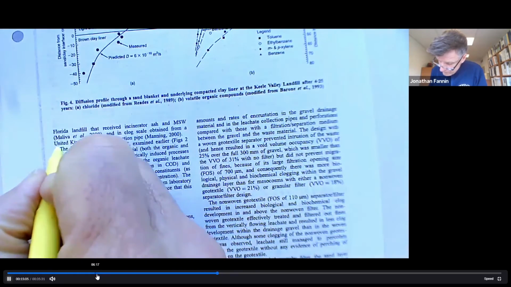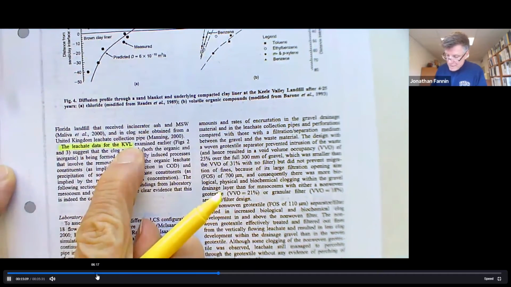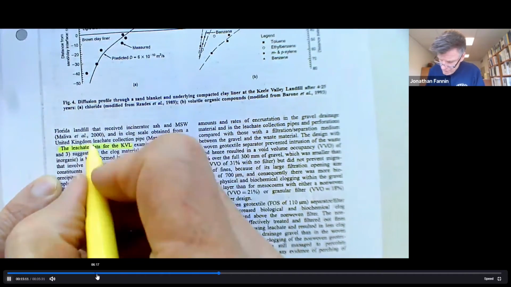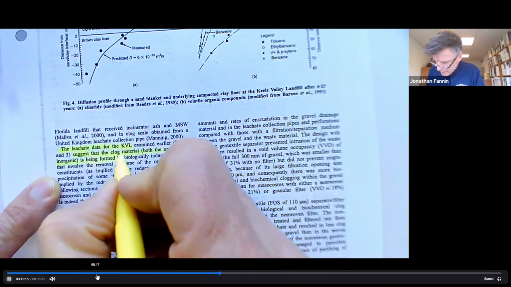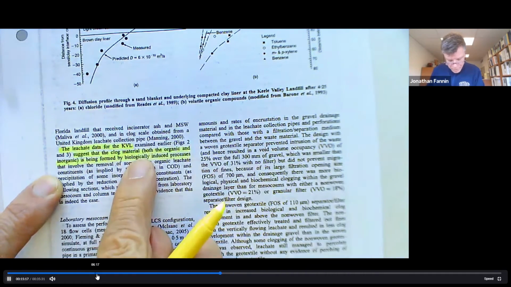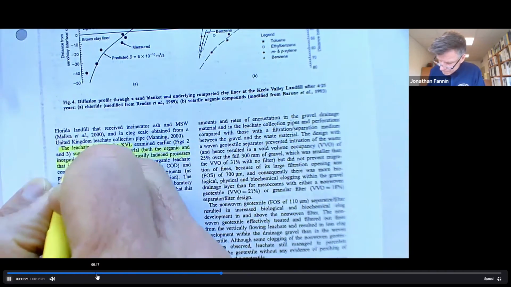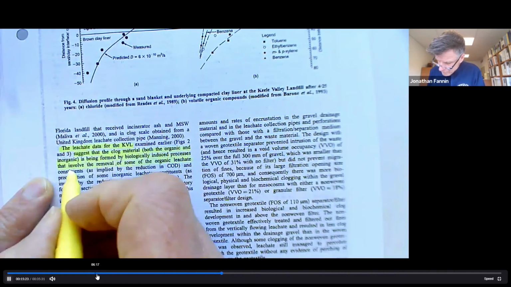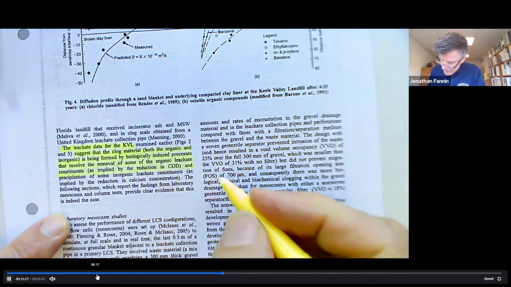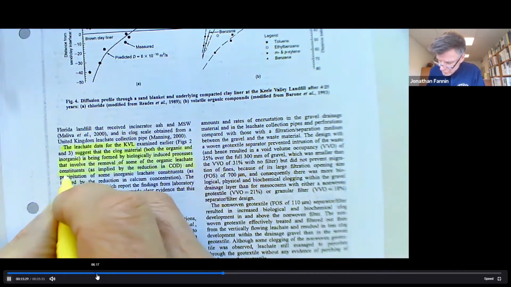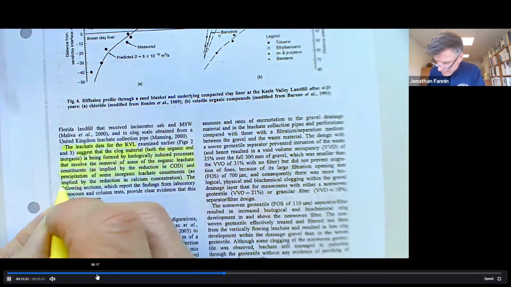The field data for the Kiel Valley landfill suggests that the clog material is being formed by biological processes, right, and precipitation. This is almost a summary statement, and so this drove them to do complementary work in the lab.